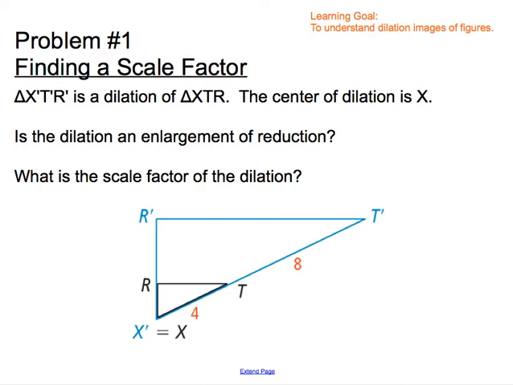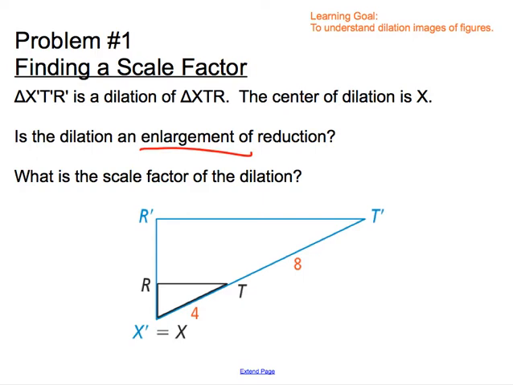So question number 1 asks us to find the scale factor. So we have triangle X prime, T prime, R prime, which is a dilation of triangle XTR. The center of this dilation is at X. The first question asks us, is the dilation an enlargement or a reduction? So this question is definitely one we all want to get right. So we have the original picture, X, R, T, and it has become X prime, R prime, T prime. So the blue figure is certainly larger than the black figure, so this is definitely an enlargement.